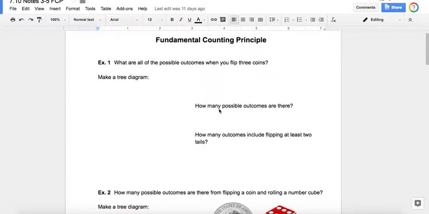Welcome to my notes on the fundamental counting principle. Now, before we get into how the fundamental counting principle works, we are going to review how to use a tree diagram to determine possible outcomes.